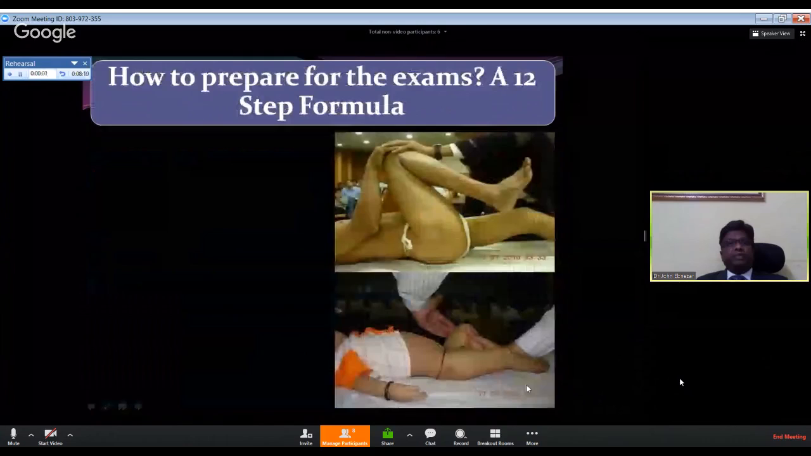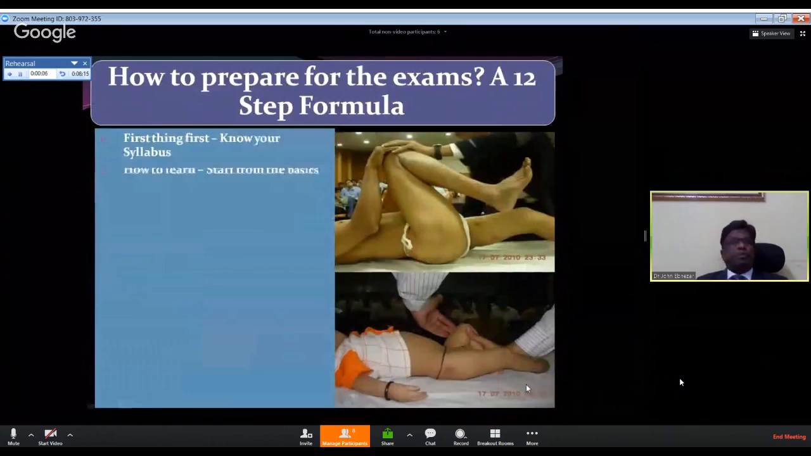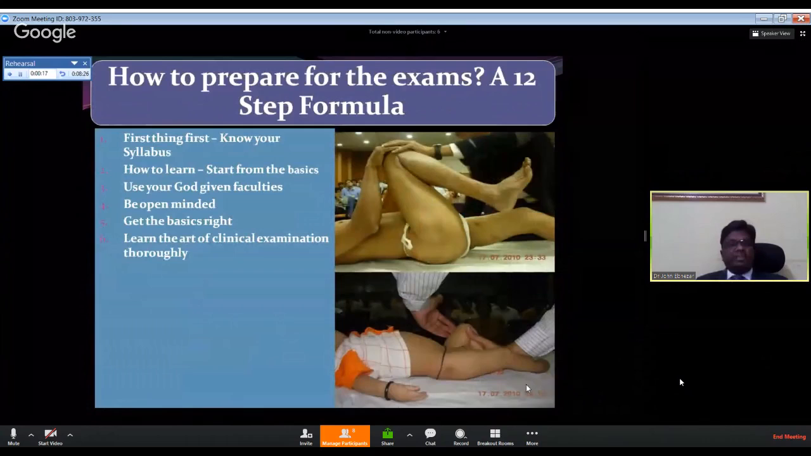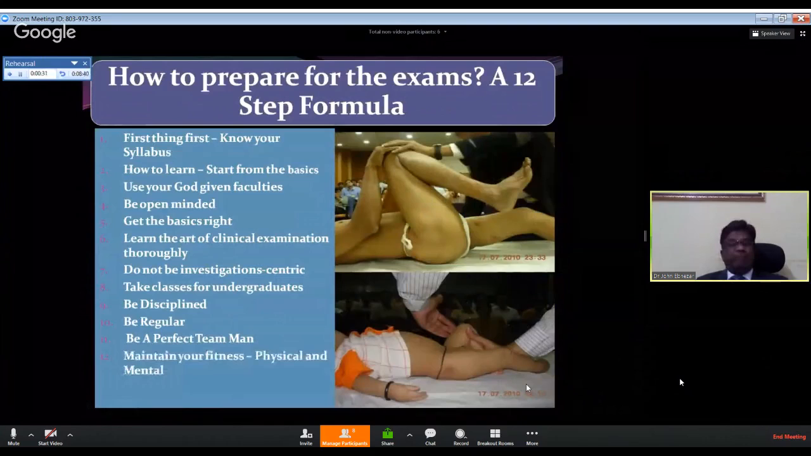First things first, know your syllabus. How to learn? Start from the basics. Use your thought, your faculties. Be open-minded. Get the basics right, always. Learn the art of critical thinking. Do not be investigation-centric. Take classes on it. Be disciplined in your life as a student. Be regular. Be a perfect team man. And make yourself fit, physically and mentally. Now, one by one, let us go through this formula.